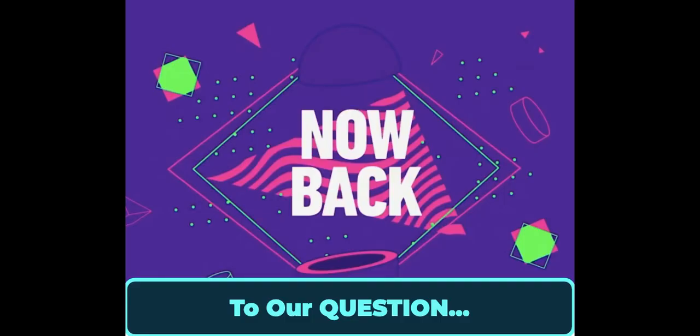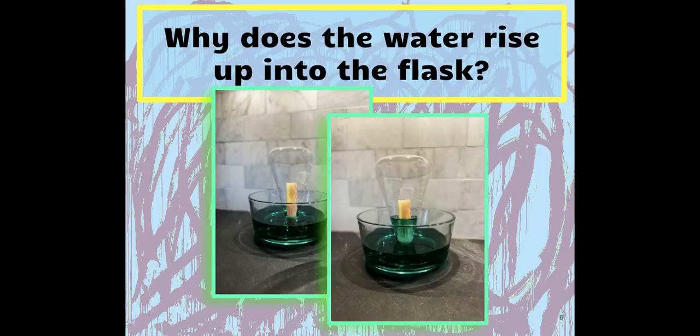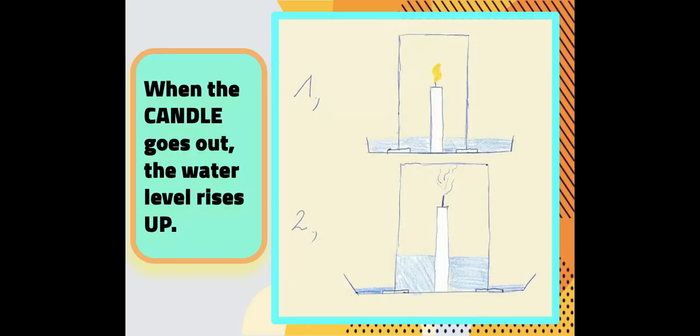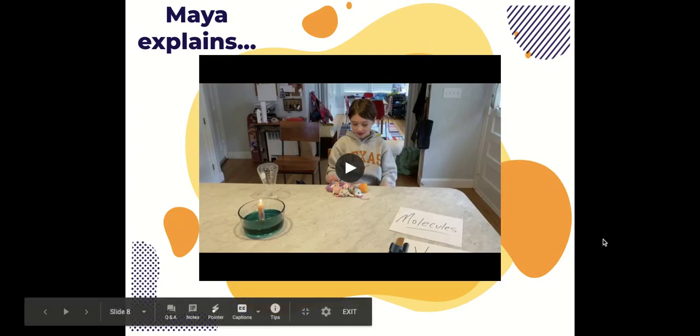So now back to our big question. Why does the water rise up into the flask when you put it over top of that candle? When the candle goes out, the water level rises up. So here we have Maya explain a little bit about what's going on.